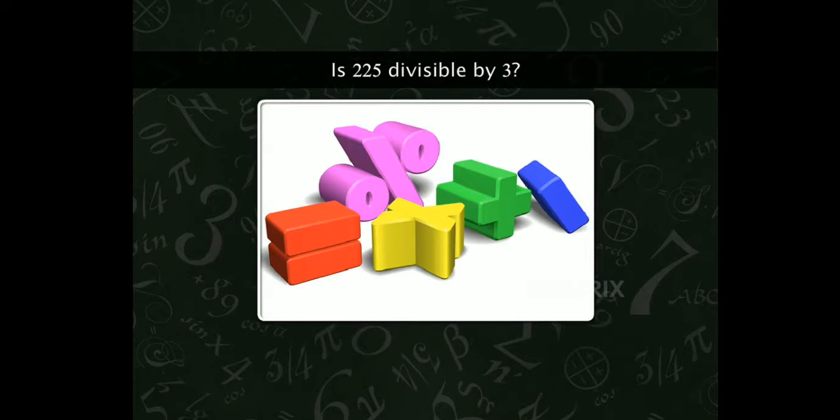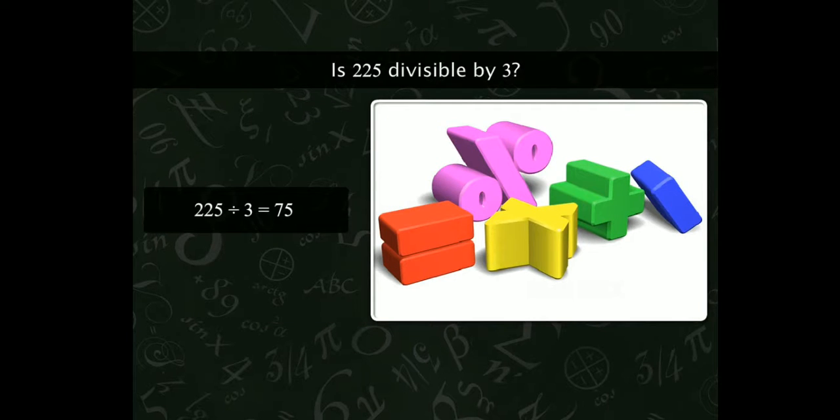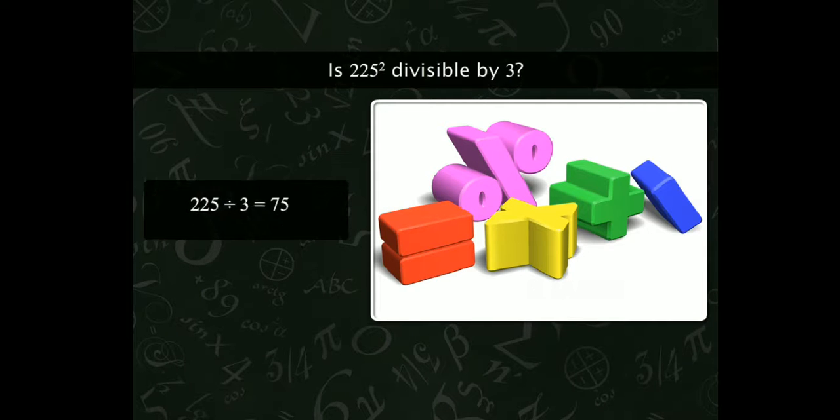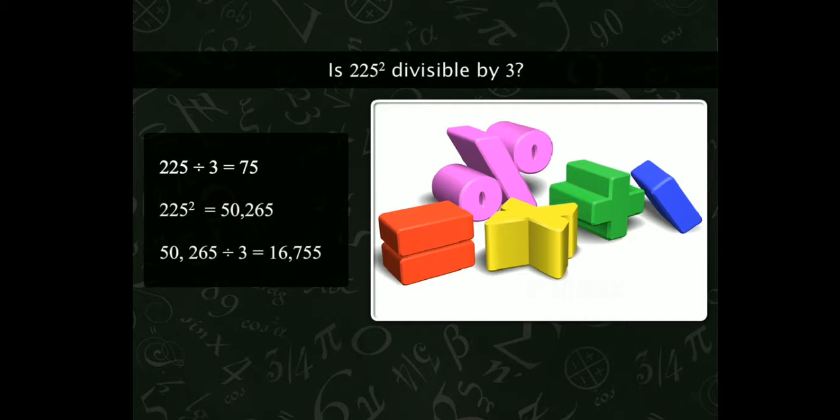Is 225 divisible by 3? 225 is divisible by 3. Now, what about the square of 225? Is this number also divisible by 3? Well, the answer is yes. If a number is divisible by a prime number, then so is its square.